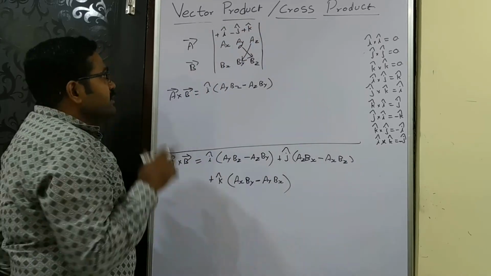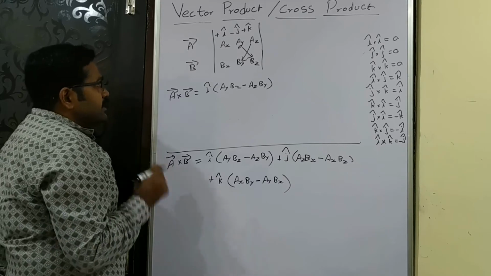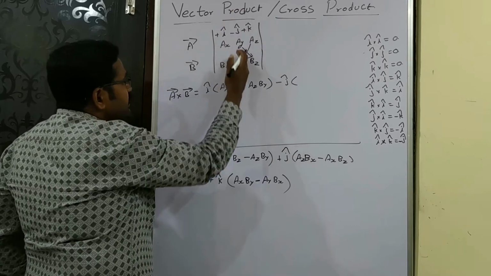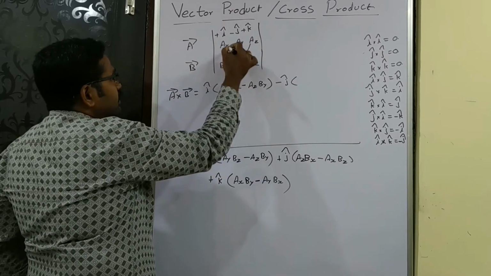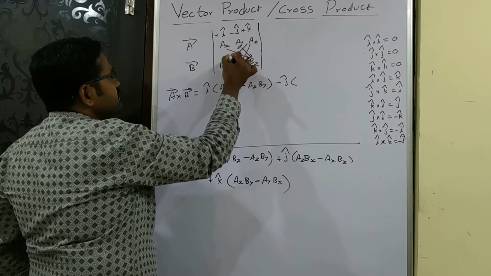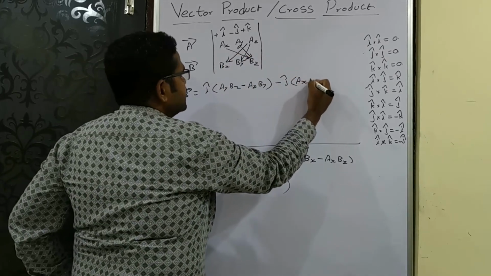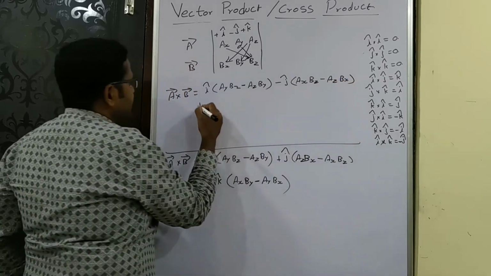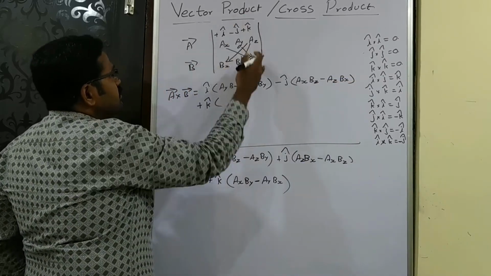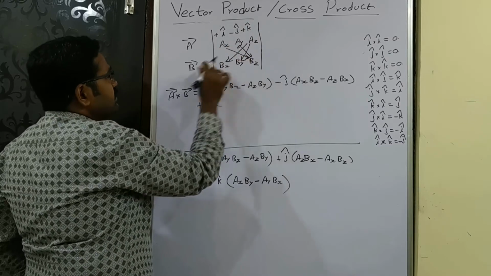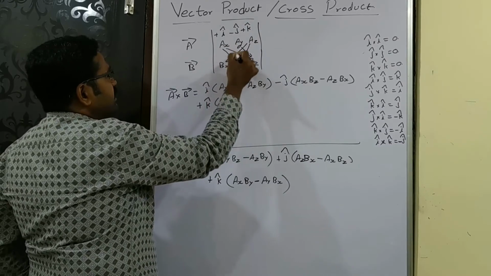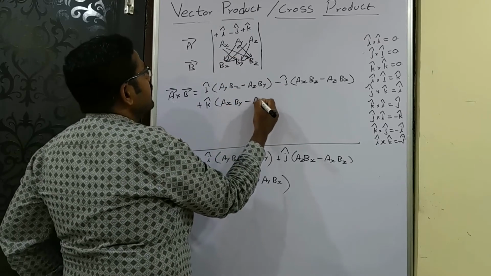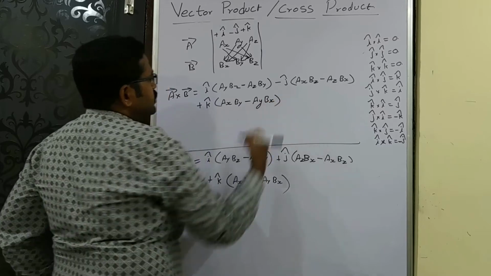Here you have to remember this is positive, this is negative, and this is positive, which is what you take in a 3 by 3 matrix determinant. Now we take minus of J cap. Then leaving these components, we take the other two components, that is Ax, Bz minus Az, Bx. Done. Then we have K cap. Leaving these components, just cross multiply the other two components, Ax, By minus Ay, Bx. So we got it here.